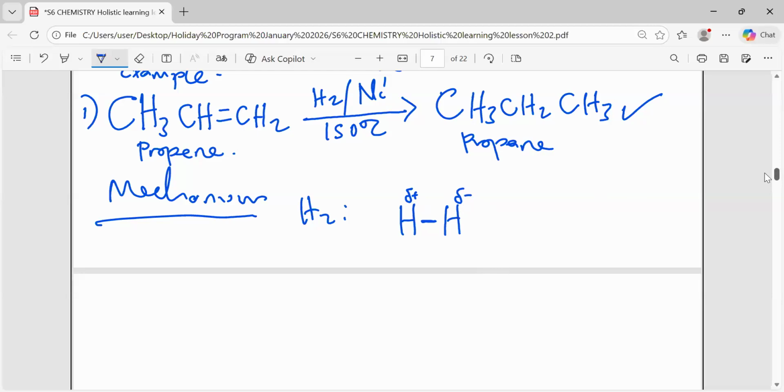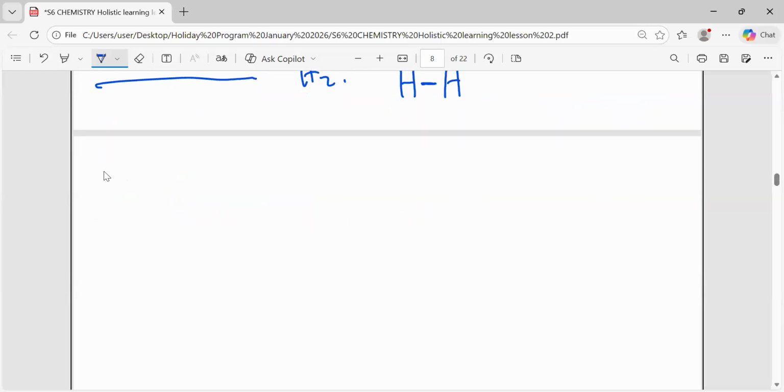Okay, now the partially positive hydrogen atom will go with one of the bonds in the propene. So keep your microphone on.